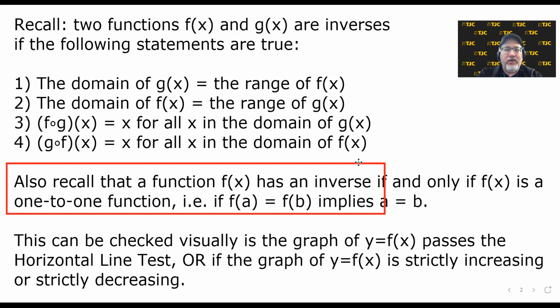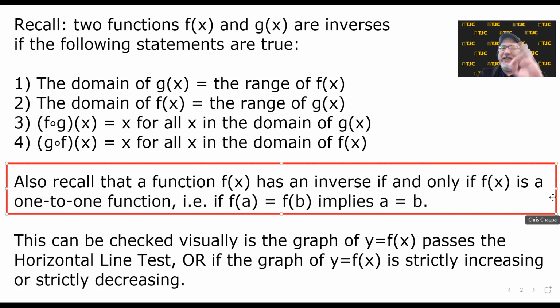Now, also recall that a function, f of x, has an inverse if and only if f of x is a one-to-one function. In other words, if f of a equals f of b, that implies that a equals b. Or in terms of outputs and inputs, if two numbers come out of the function the same, then they had to go into the function the same. This is equivalent to saying that if you put in two different numbers, you'll get out two different numbers.